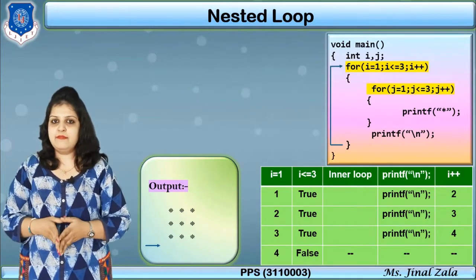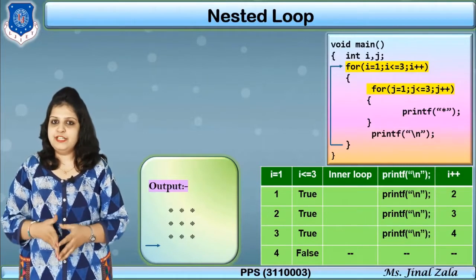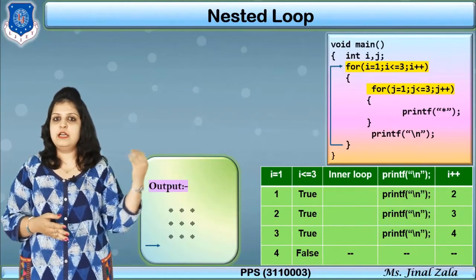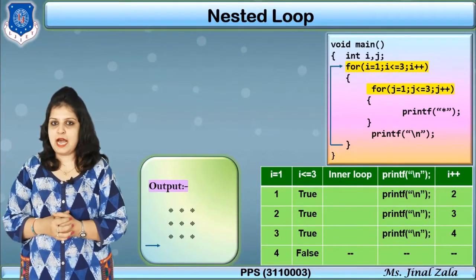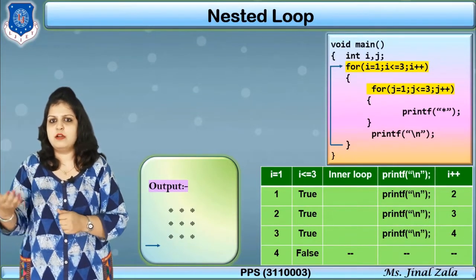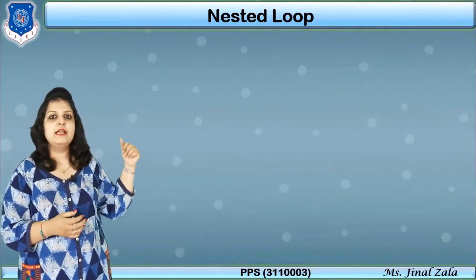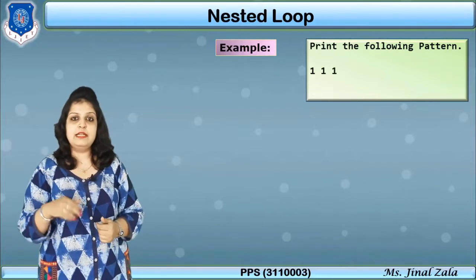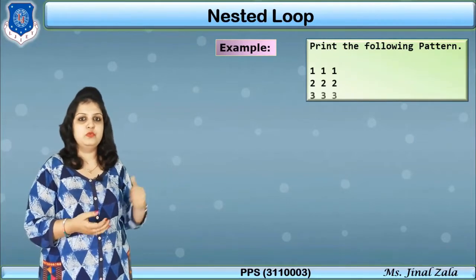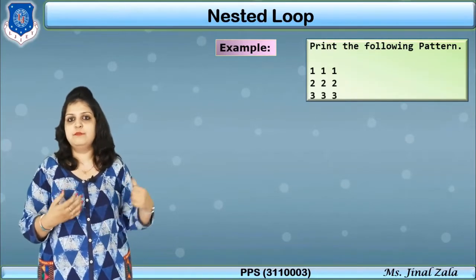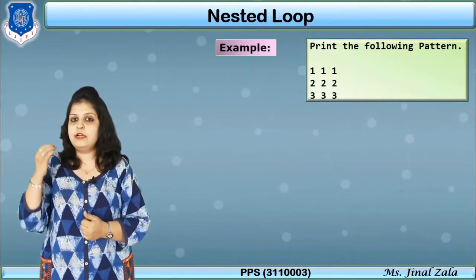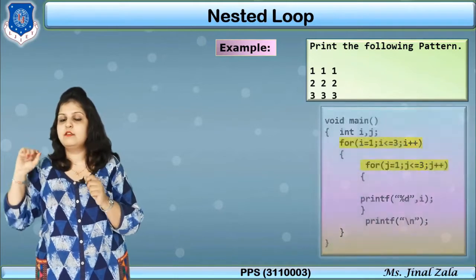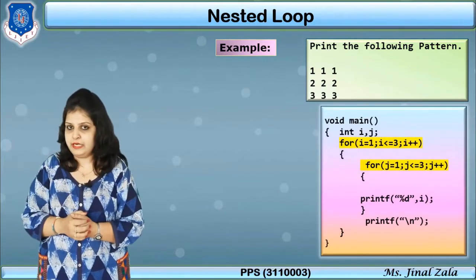So in this way we can build many different types of patterns using nested loops. Here in this pattern we have printed stars, but suppose you have another example, like in the first row you have to print 1 1 1, then in the second row you have to print 2 2 2, and in the third line you have to print 3 3 3. According to the number of rows you have to print the value of this row. So how can we print here?